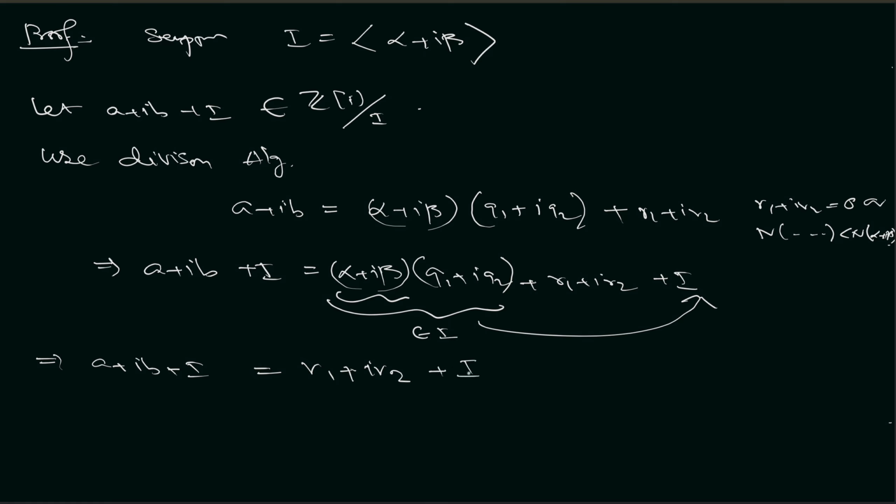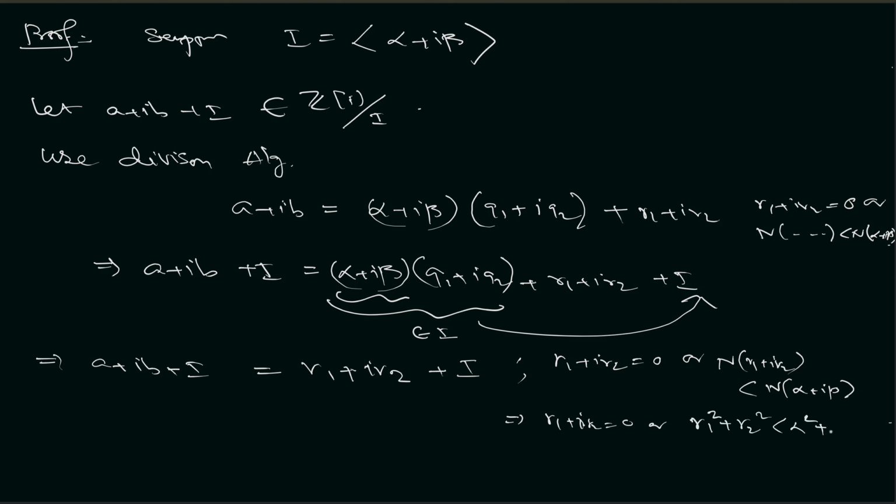That much it is okay, right? With what you have, r1 plus i r2 equals 0, or the norm of r1 plus i r2 is less than the norm of alpha plus i beta, is it not? So the norm of this implies that r1 plus i r2 is 0, or the norm means r1 square plus r2 square is less than alpha square plus beta square, is it not?